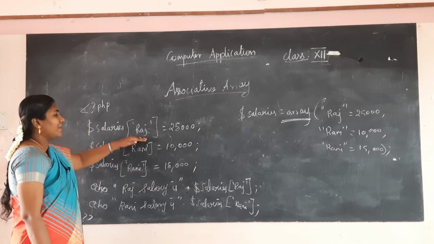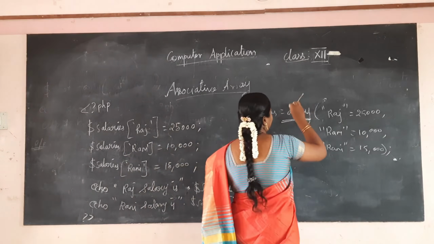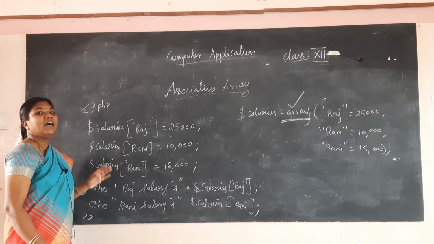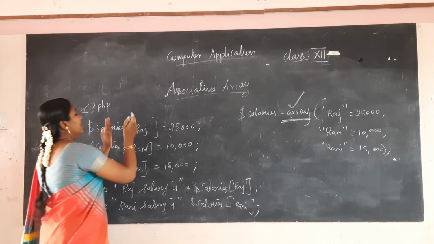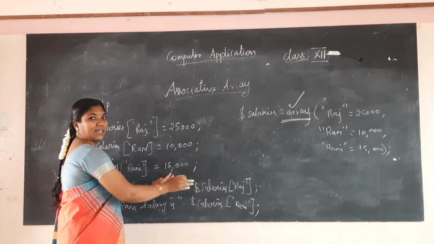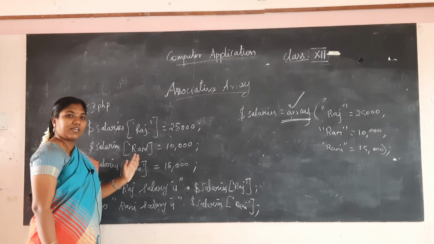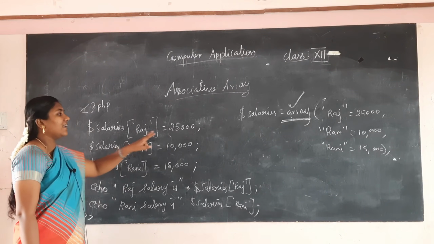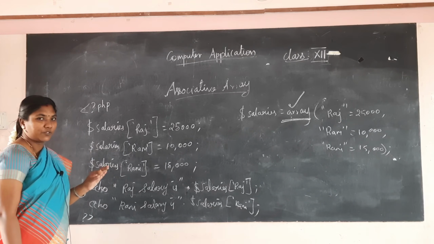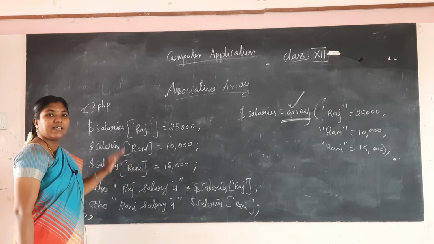So what are you doing here? You have not used the array keyword. Earlier I used the word array keyword, but here I have not used it. Instead I have separately given the index value, the key and its corresponding value, the key and the value, like that. Against each index I have given its value. So here we have not used the array keyword, but with salaries of Raj, salaries of Ram, salaries of Rani, you can create an array this way too.